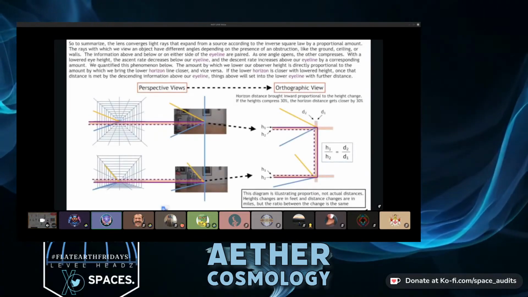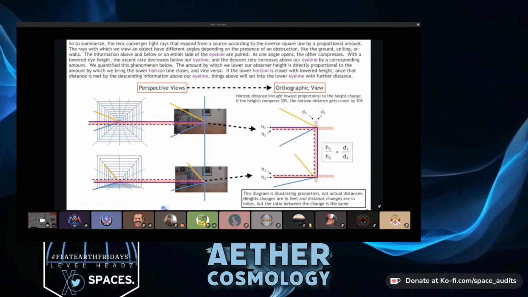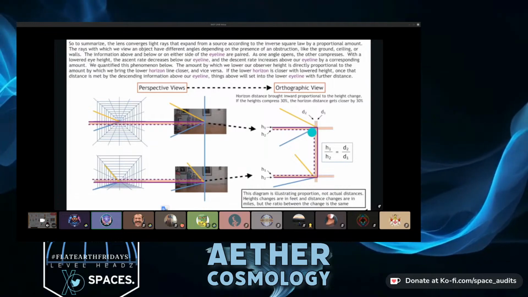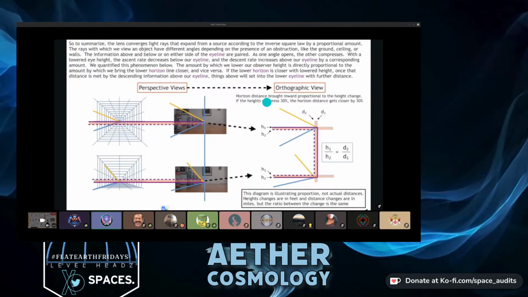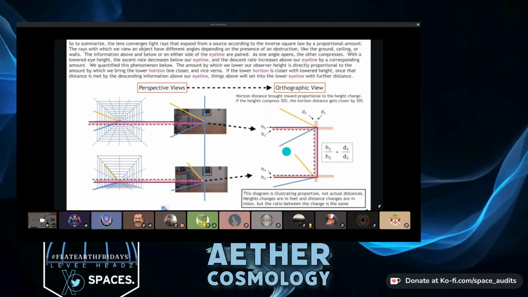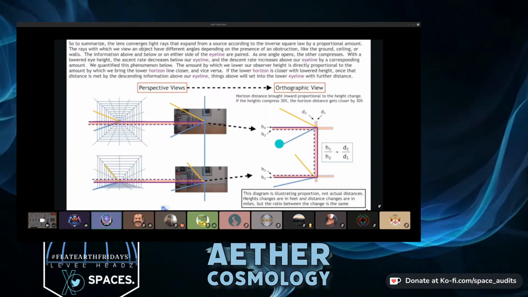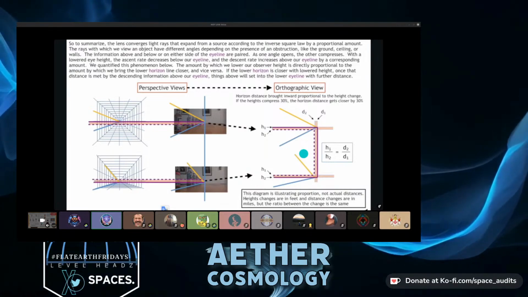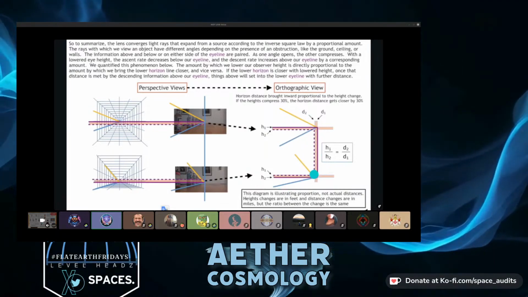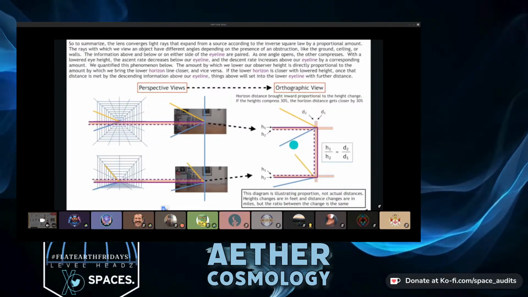So yeah, information above or below on either side is paired as an angle opens and the other compresses. So again, these two would have to equate. As one increases, the other decreases. One goes left, the other goes right. That's just an equal and balanced relationship. So the rate of the blue line decreases below our eye line and becomes more stabilized, and the descent rate above our eye line changes by the corresponding amount, and that appears at this rate. So we're talking about this line versus this line.